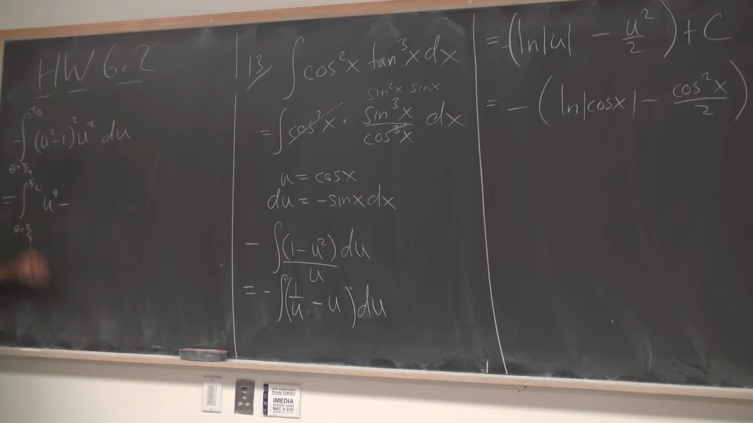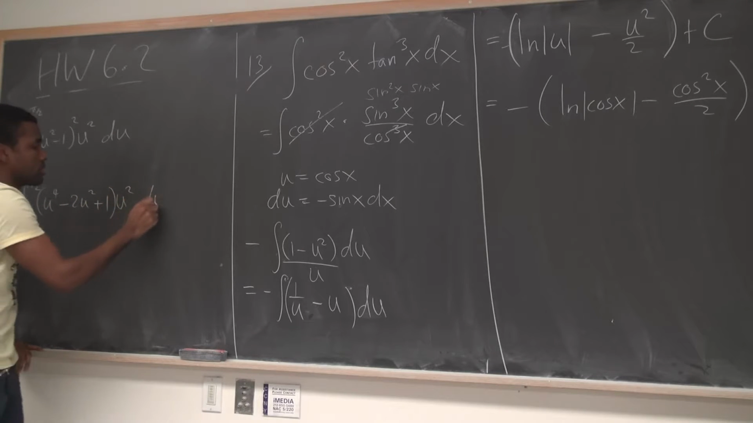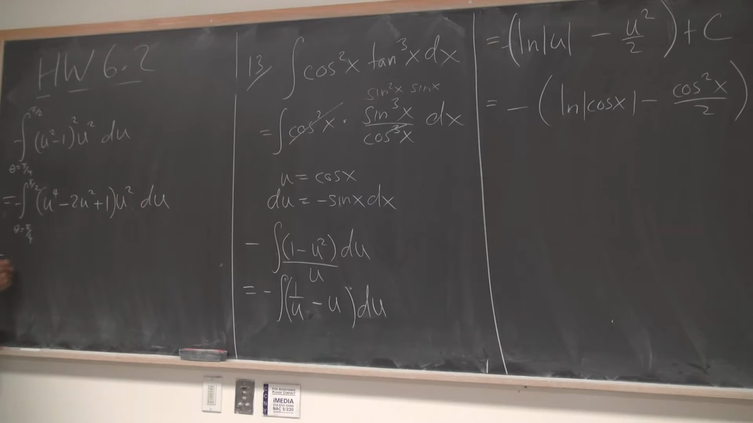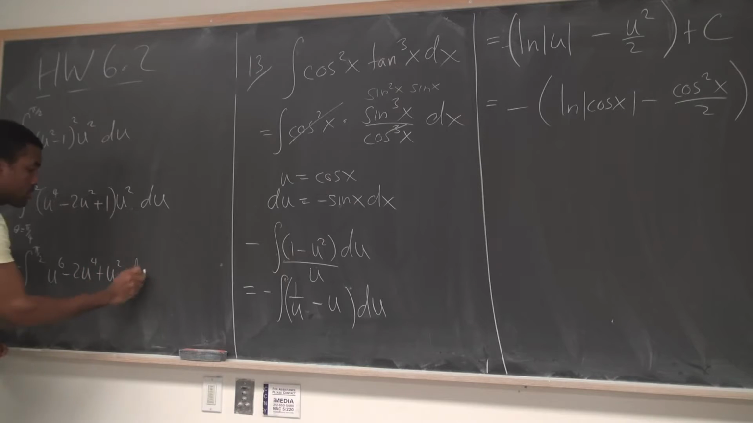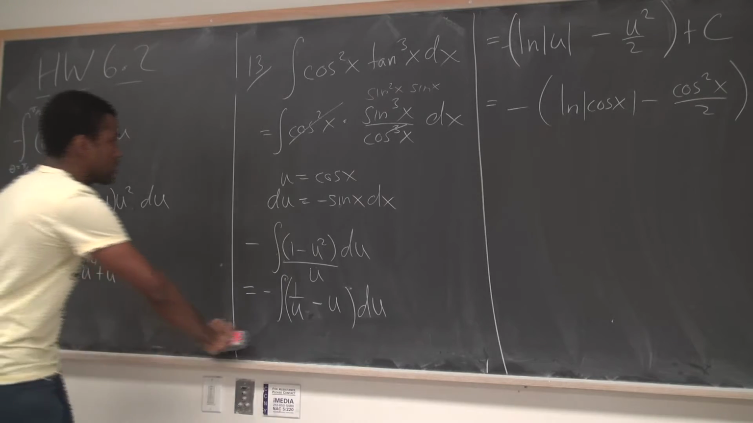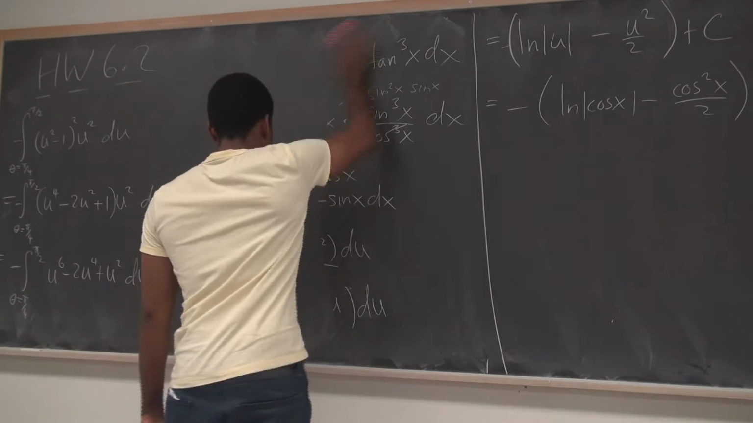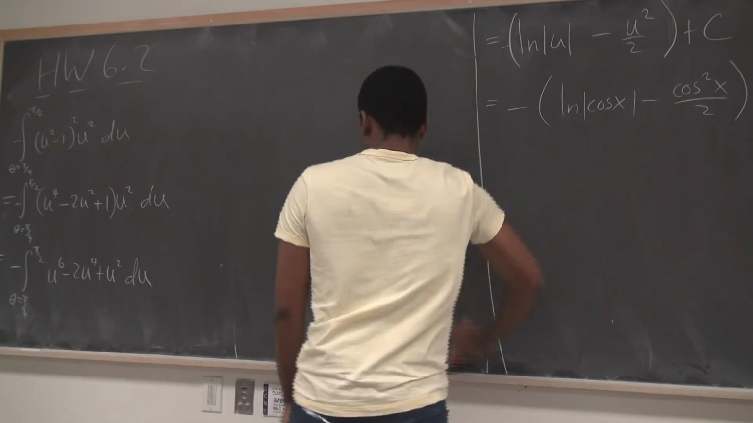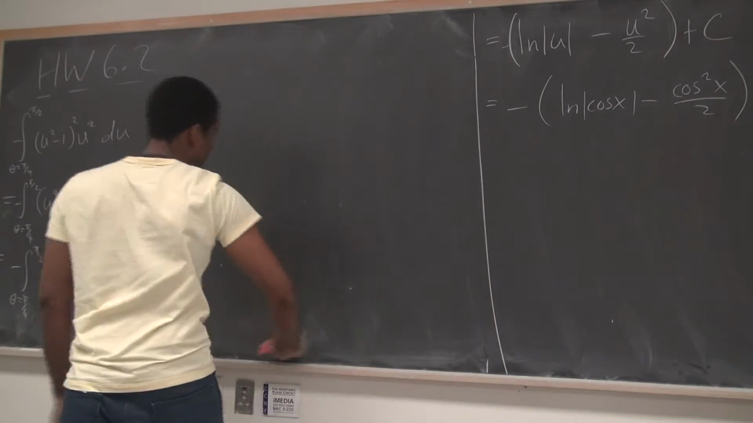Okay, so then what? 2u squared times u squared, minus sign, don't forget the minus sign. Theta is pi over 4 to pi over 2. u to the 6 minus 2u to the 4th plus u squared. At this point, it's just going through the motions. You just go on autopilot at this point.